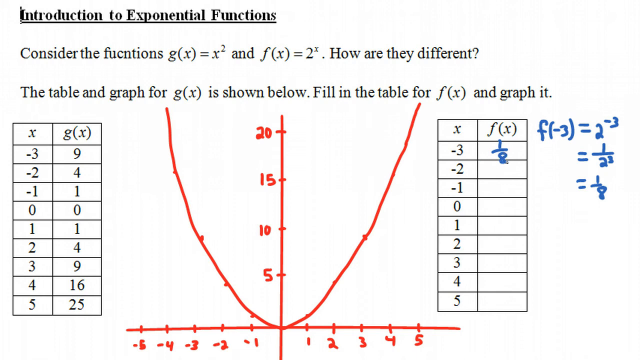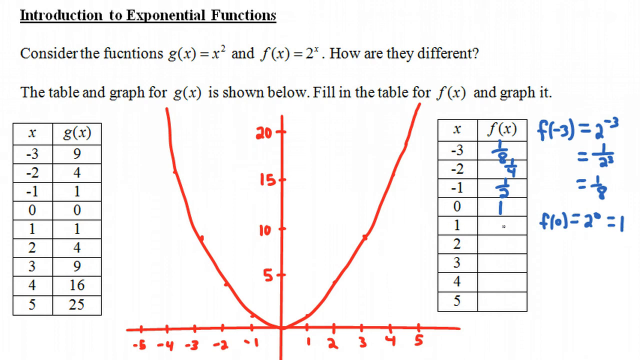2 to the negative second power would be 1/4. 2 to the negative 1 power would be 1/2. Now what's 2 to the 0 power? In other words, what is f of 0? If we look up here, f of x is 2 to the x. So f of 0 would be 2 to the 0 power. But anything to the 0 power is 1. So this is 1.